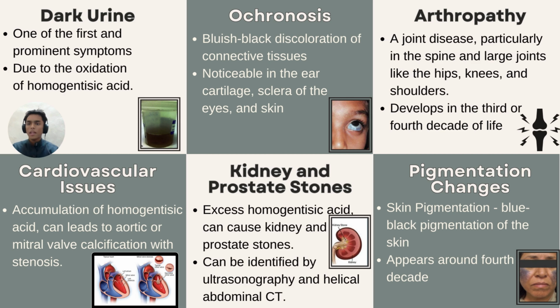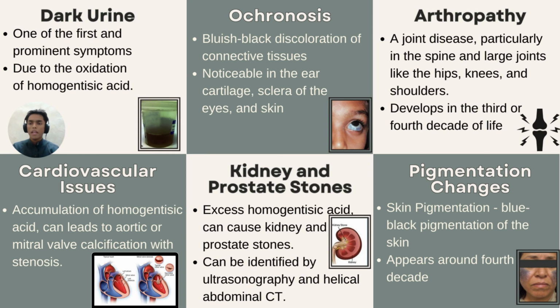Other than that, accumulation of homogentisic acid can have an impact on the cardiovascular system, potentially leading to calcification and stenosis, also known as the narrowing of the valve between the two left heart chambers. This stenosis can block the blood from flowing into the left heart chambers.